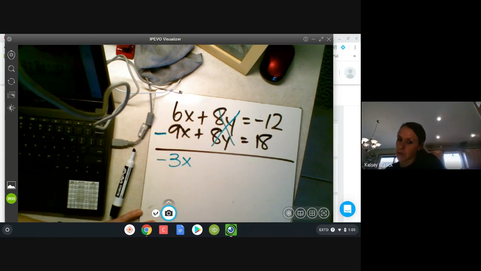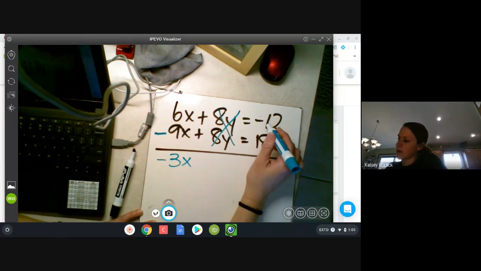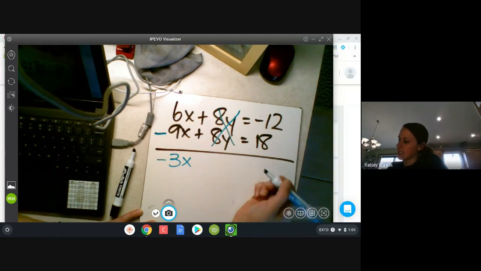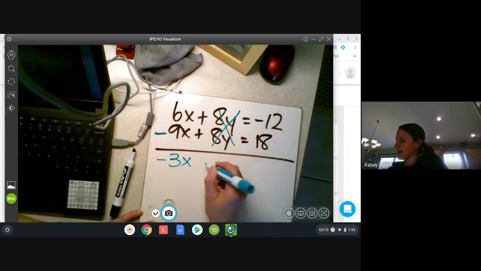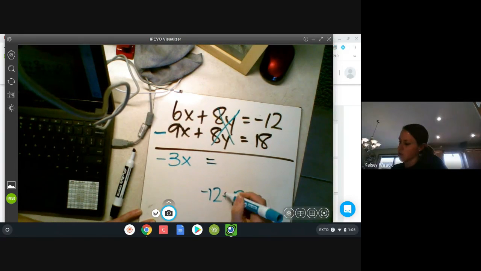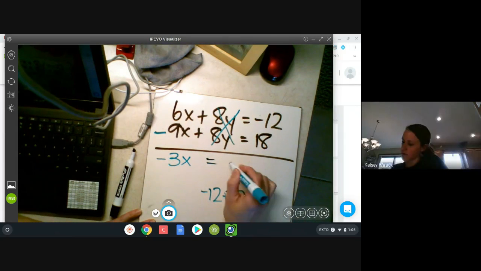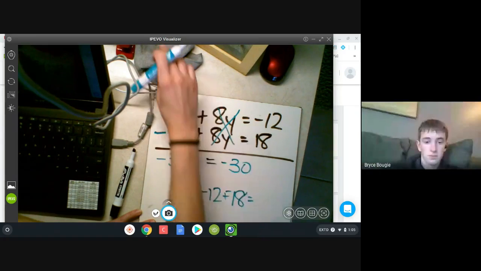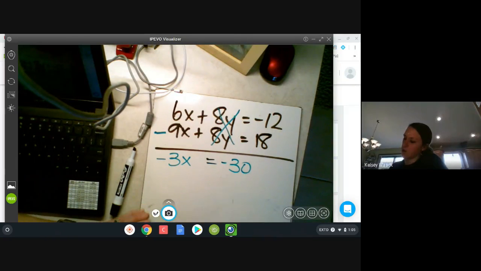There's your elimination piece. And then this part, -12 minus 18, just so you realize what it's going to look like: keep, flip, change. So you actually have -30. And then to figure out the value of 1x, we're going to divide both sides by -3. So x is equivalent to 10.